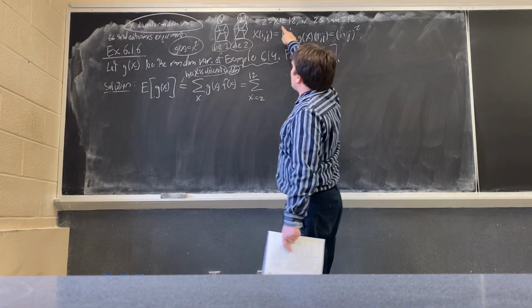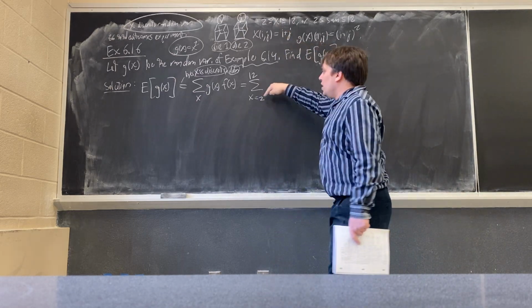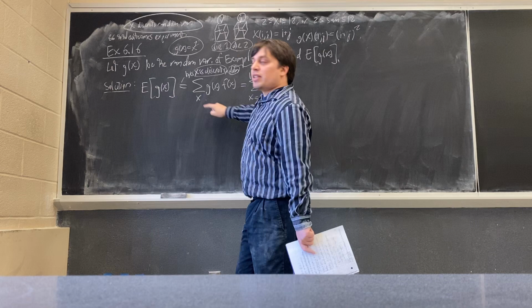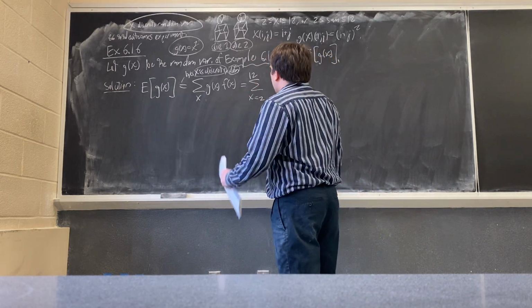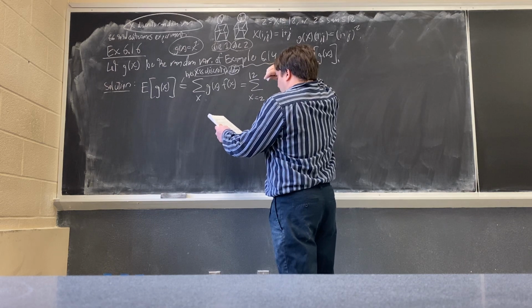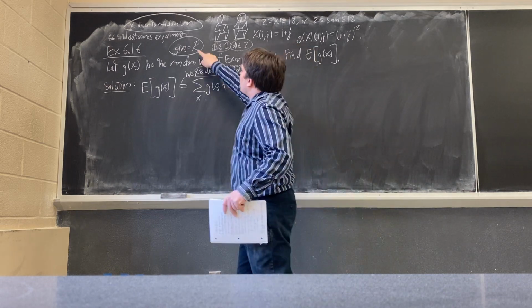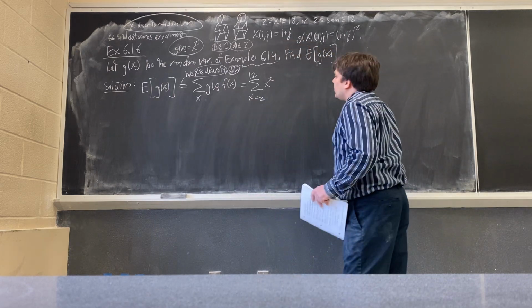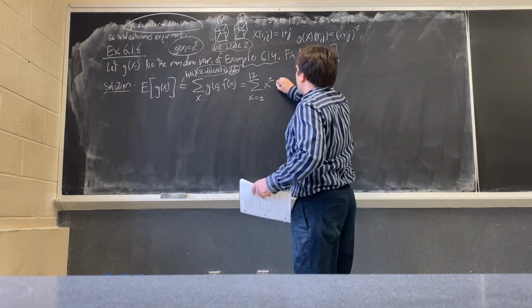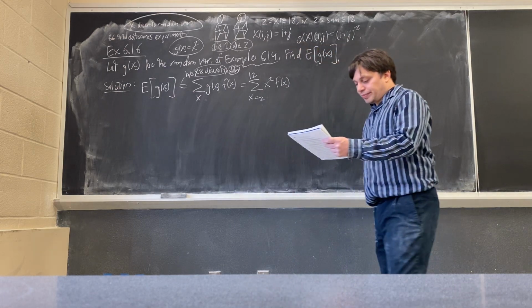That means the value of the sum x ranges from 2 to 12. So we're summing over all possible values of x, from x equals 2 to x equals 12. Everything in between is also valued. And so now we're going to take that g of x. G of x is x squared. That's x squared times f of x. And now you have to multiply by the probabilities of each sum.